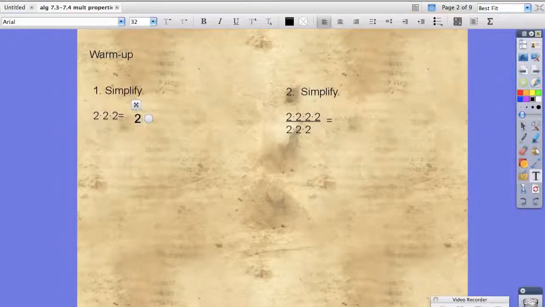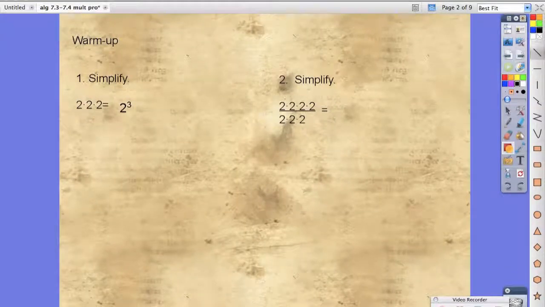For number 1, it should be 2 to the third power. And for the second one, notice because we're dividing, these 2's cancel out, these 2's cancel out, and so do these, leaving you with an answer of 2.